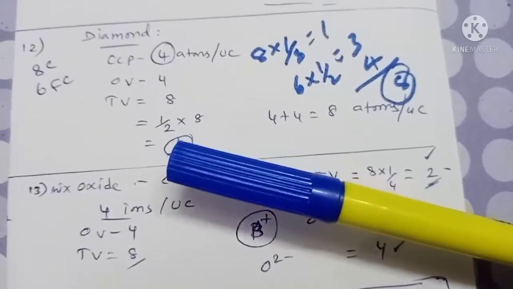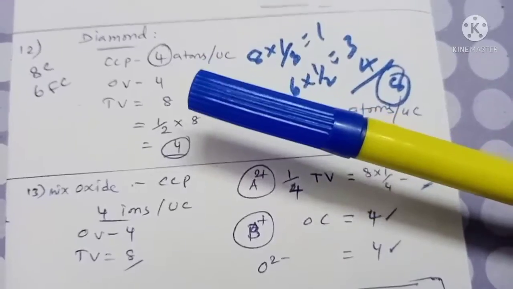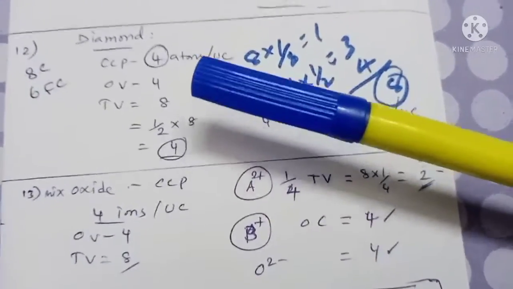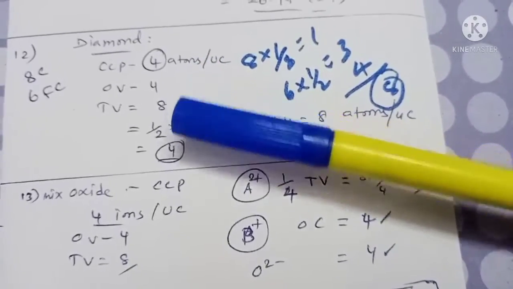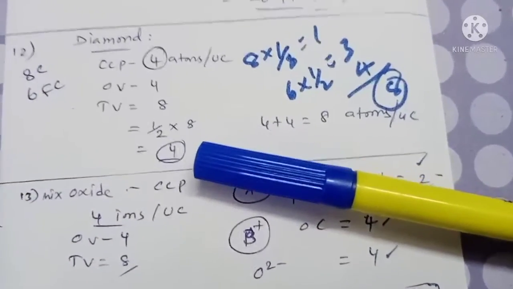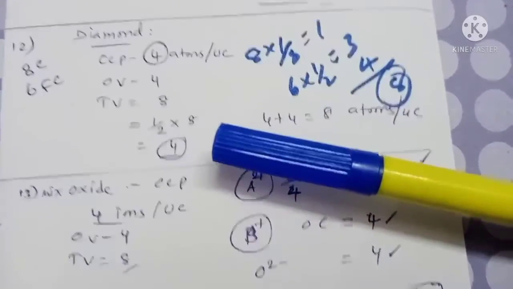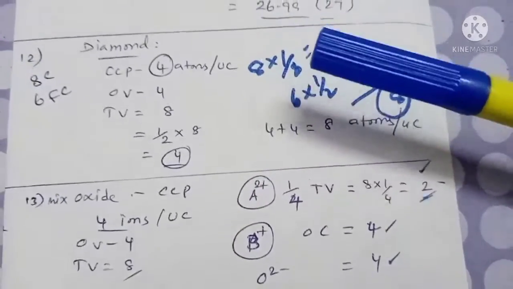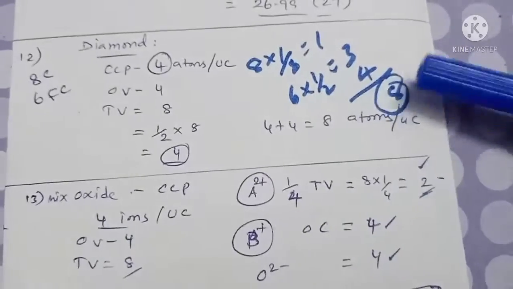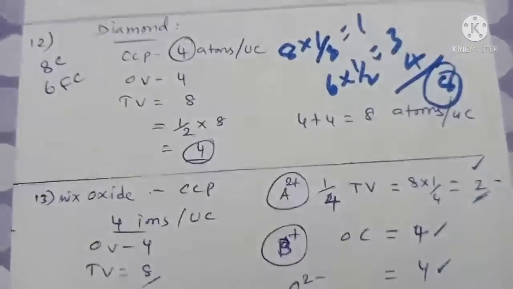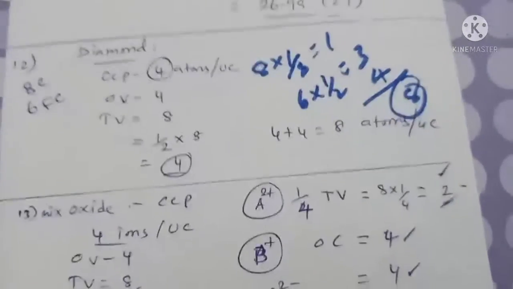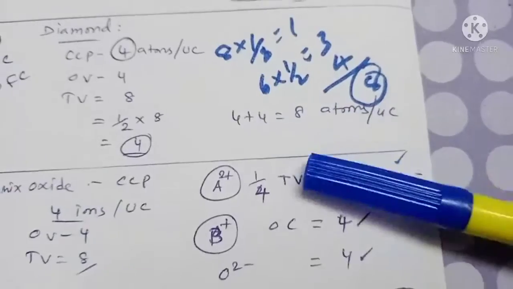50% of tetrahedral voids are also occupied by carbon atoms. Total tetrahedral voids is about 8. 50%, in the sense 1 by 2 into 8, so that we are getting 4. So there are 4 carbon atoms in the tetrahedral voids along with corner atoms as well as face center atoms. So I have to add 4 with that, so that totally I am getting about 8. So in diamond, the total number of carbon atoms per unit cell is about 8. Okay, so 8 is the answer.